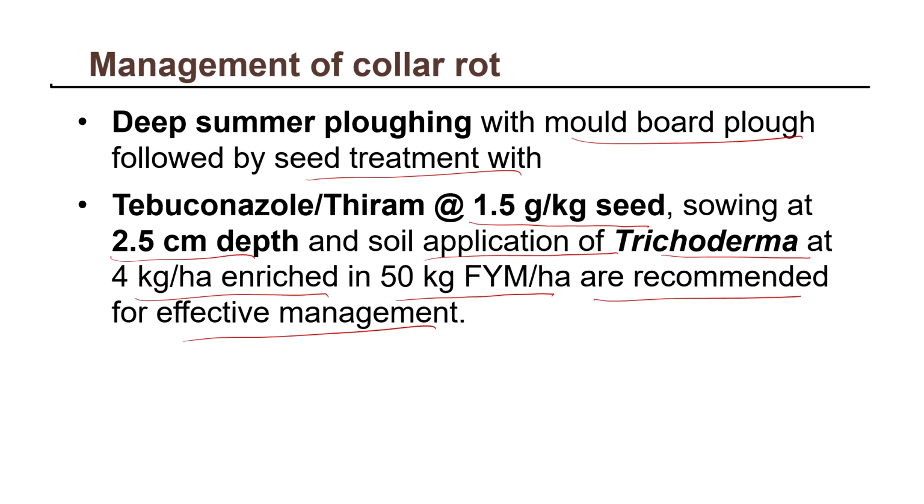In addition to chemical seed treatment, one can also apply this Trichoderma directly to the soil to manage the soil-borne fungus or seed-borne fungus. So, 4 kg of Trichoderma can be mixed with 50 kg farmyard manure, and it should be uniformly applied to the soil before sowing.